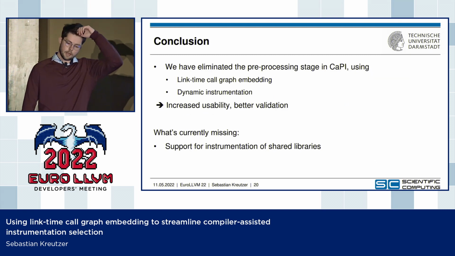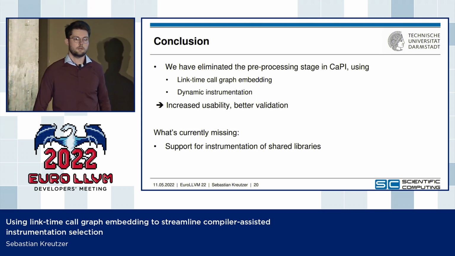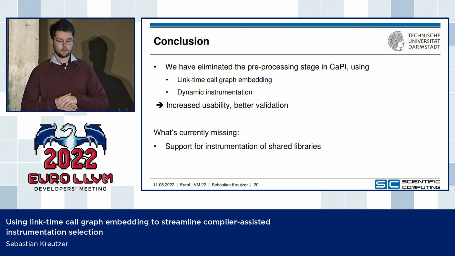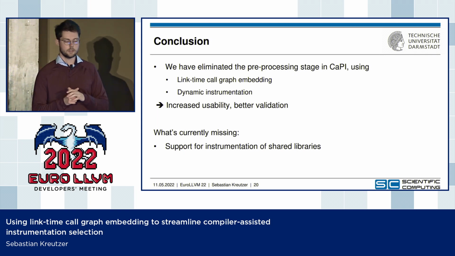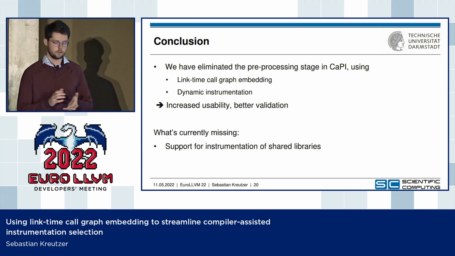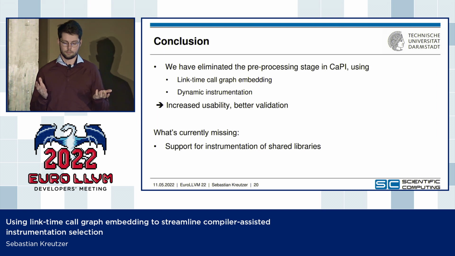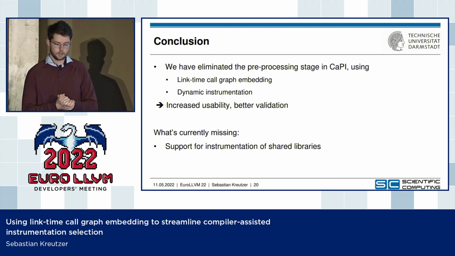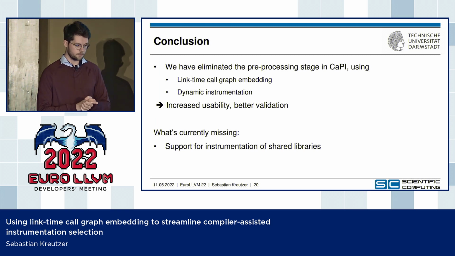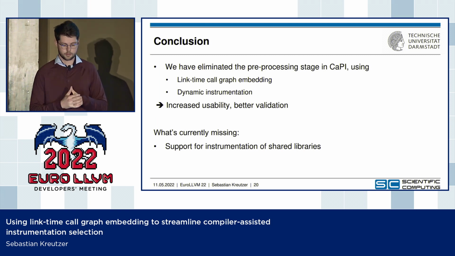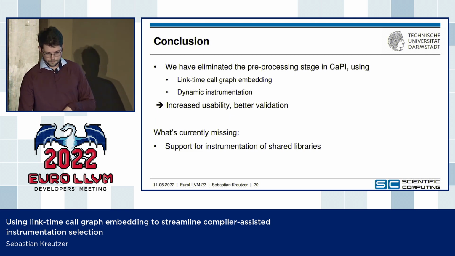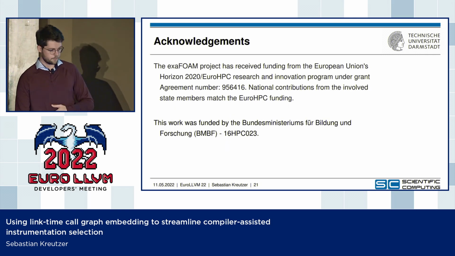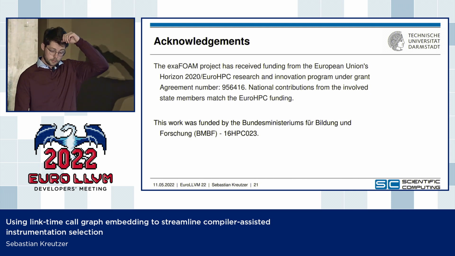So to conclude, we have eliminated the pre-processing stage in CaPI using link time call graph embedding combined with dynamic instrumentation, which led to increased usability and better validation possibilities. What's currently missing and what we may need for OpenFOAM is support for instrumentation of shared libraries, which XRay currently does not support. And that's the end of my talk. Thanks, and I'm happy to take questions.